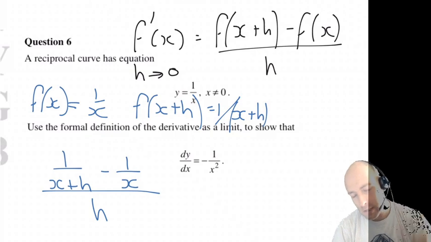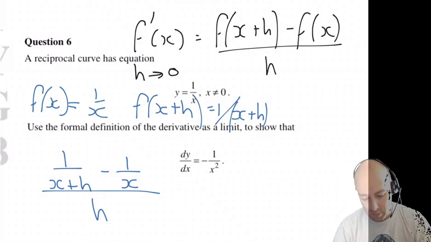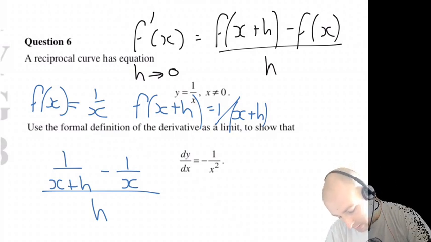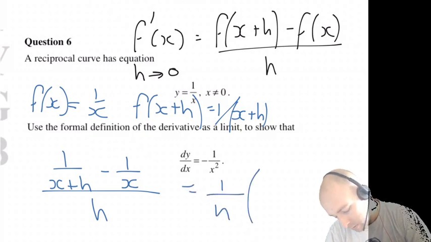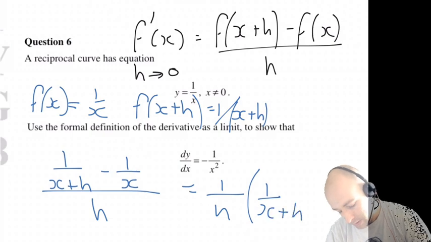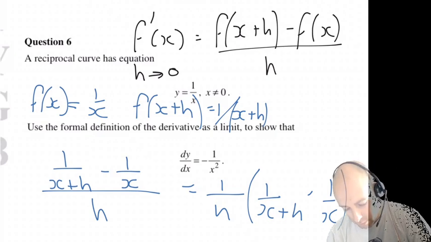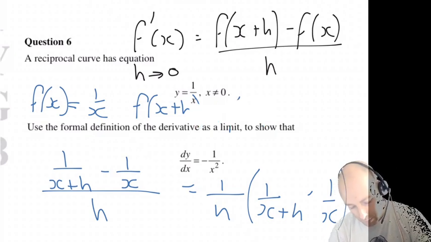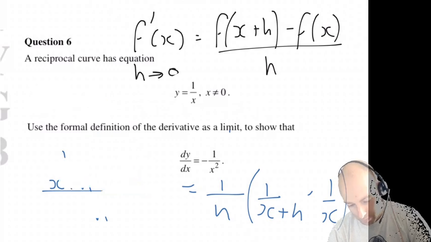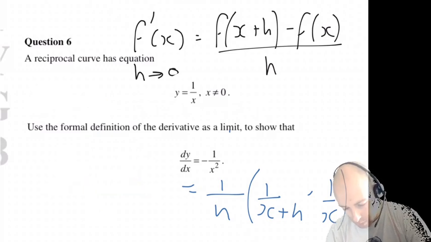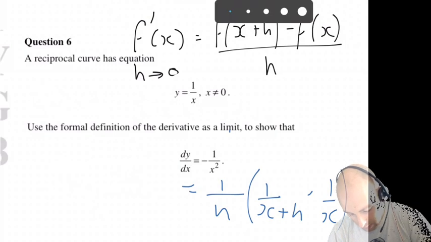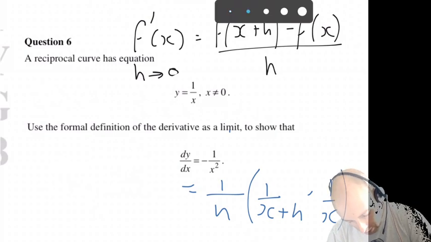Let's turn it into a single fraction instead of a triple layer fraction. So I'm going to say this is 1 over h times 1 over x plus h minus 1 over x. And then I'm going to subtract the fractions in the bracket and then expand it all. To subtract fractions, you need a common denominator. So my common denominator for this one is going to be x plus h. So I'll leave 1 over h outside.